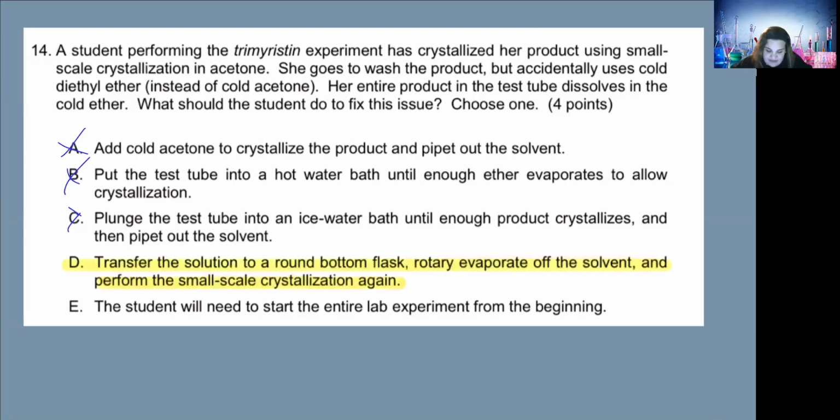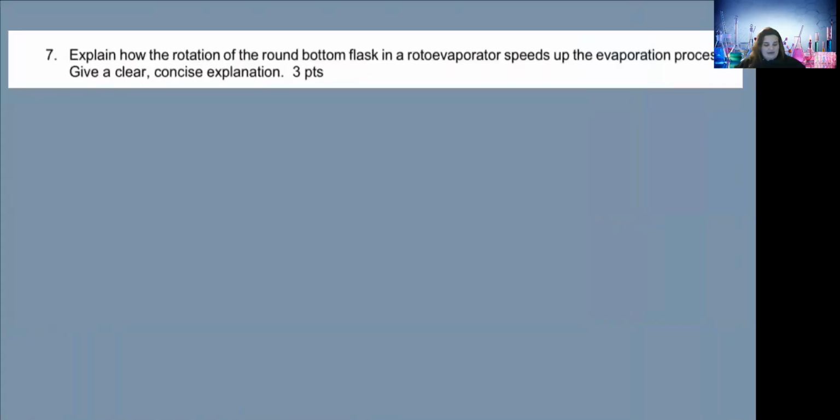Student will need to start the entire lab experiment. No, avoid that. You want to avoid restarting the lab experiment. There's not enough time. So hopefully everybody understands why we chose D. All right, pause, try this guy out and see what you come up with.